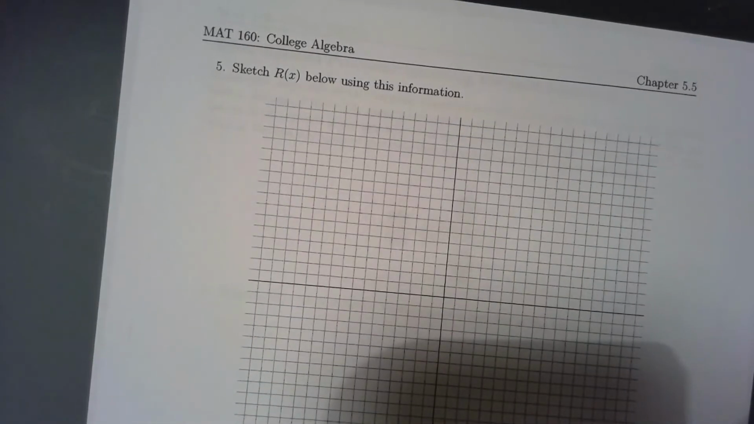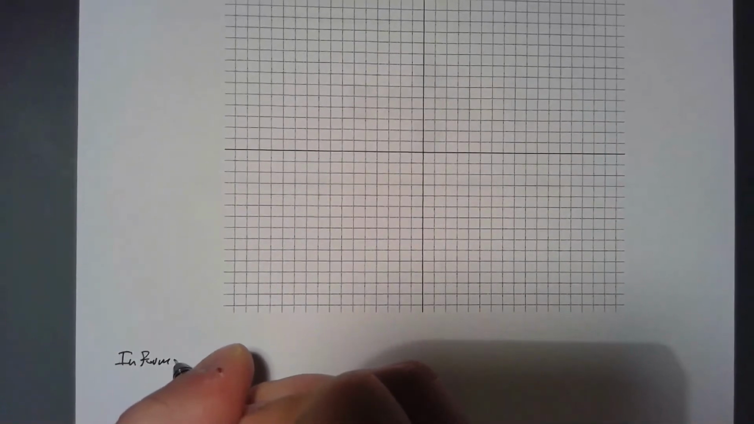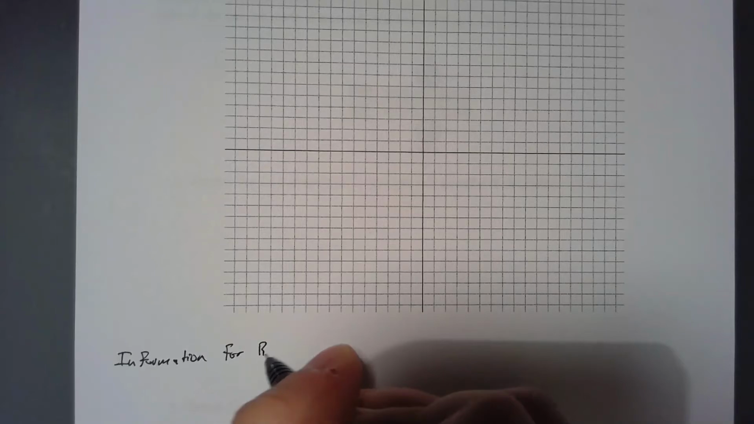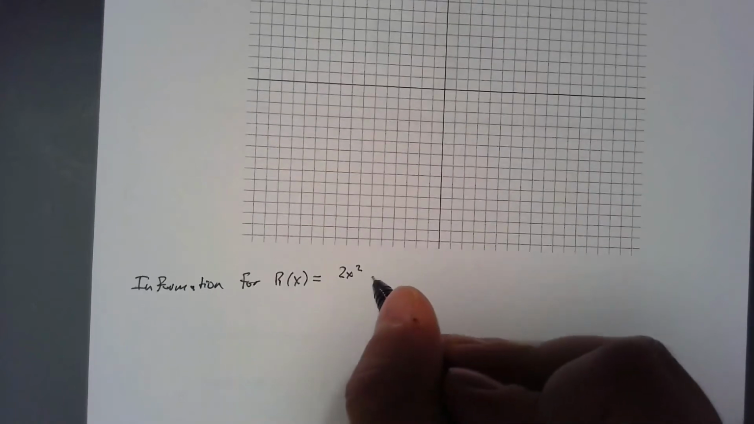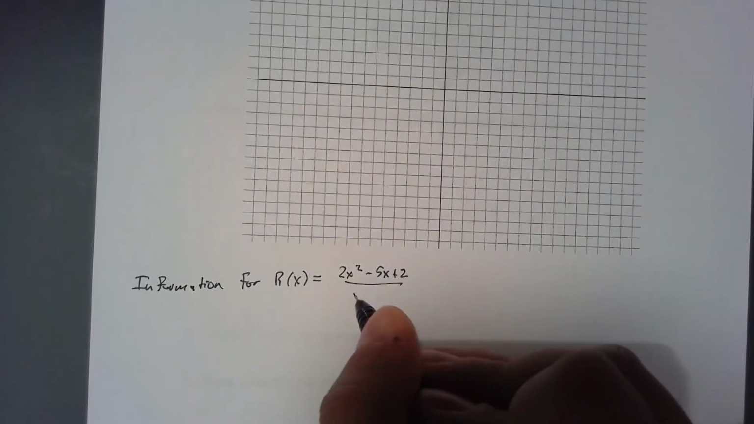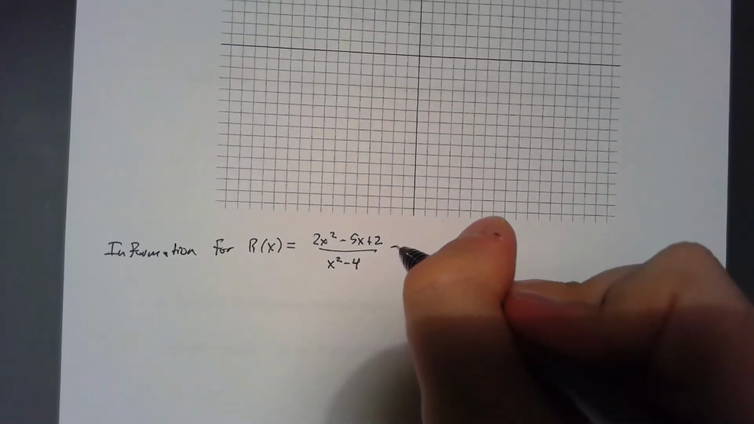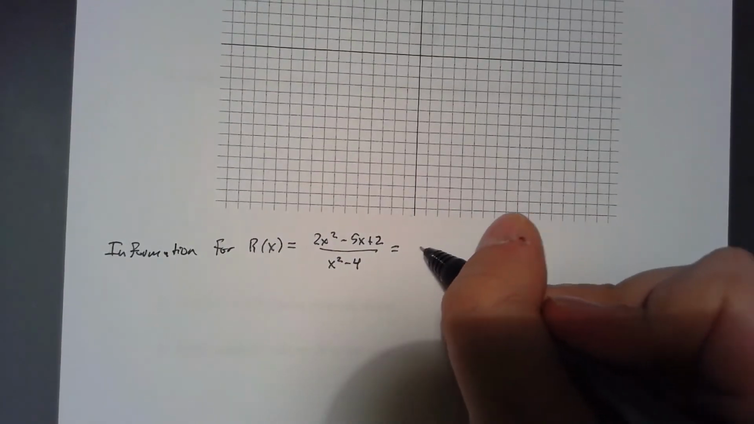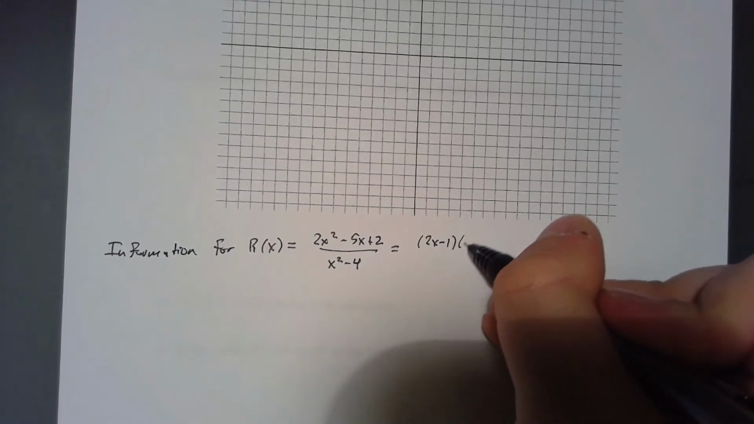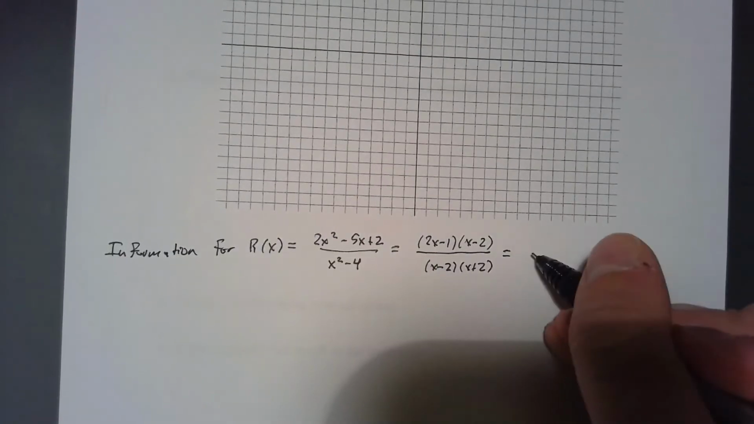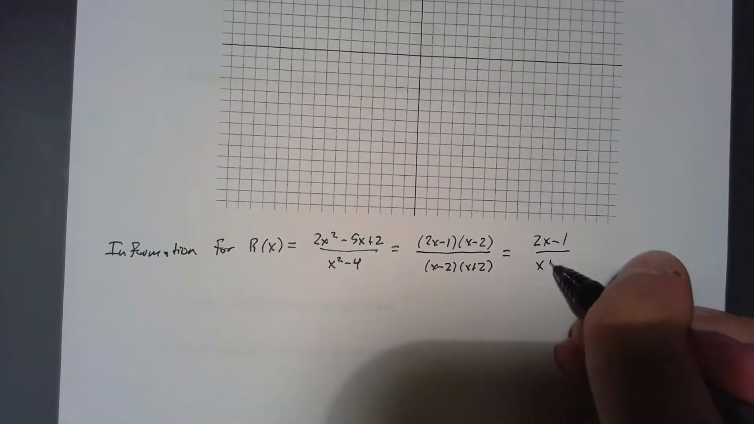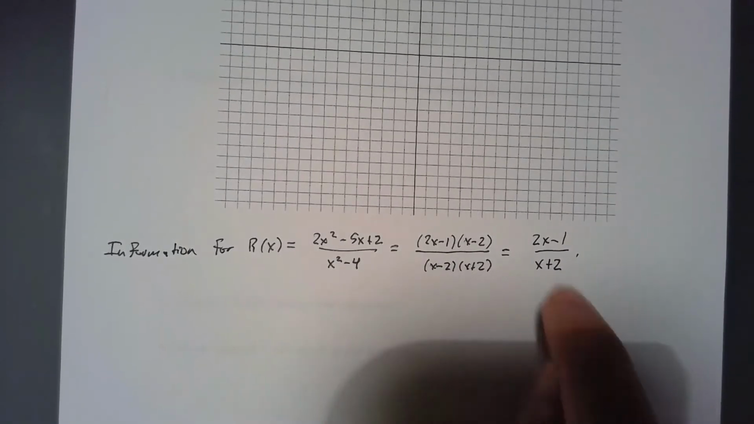So let me write down the information. Right, it factors down to be, if you factor it, we did this in step 1, the x minus 2's cancel, so you're left with 2x minus 1 over x plus 2. So really I'm graphing this function.